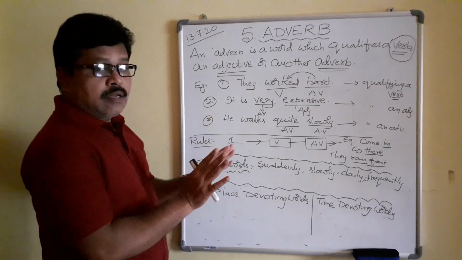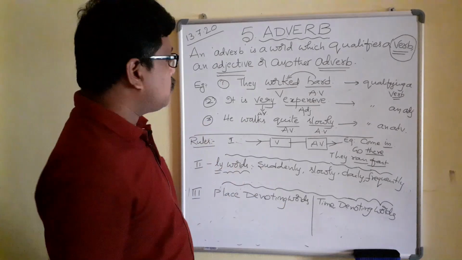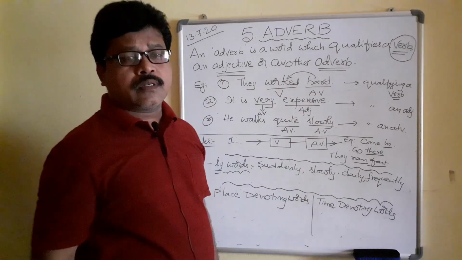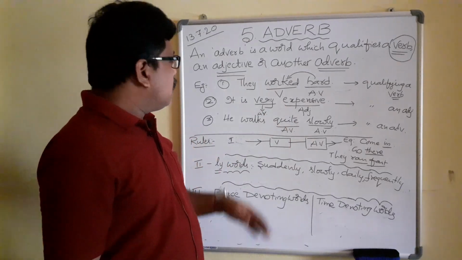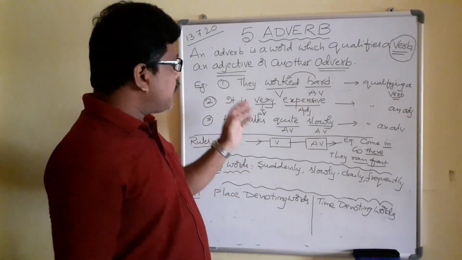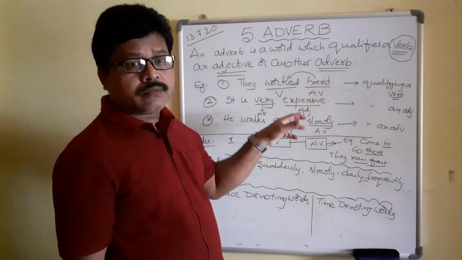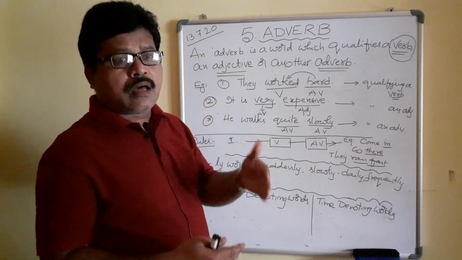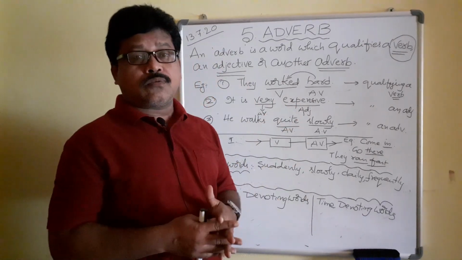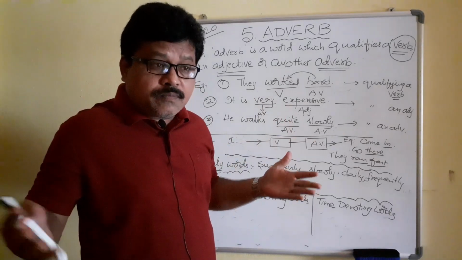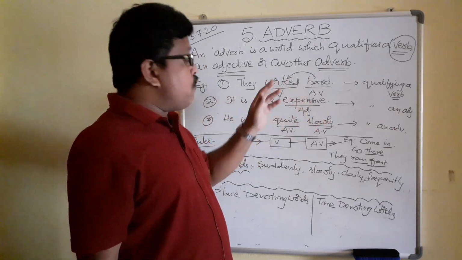Second example, how it qualifies an adjective. Take one example: his car is very expensive. His bike is very expensive, very costly. First of all, what is expensive? Expensive is an adjective, describing a noun. So how expensive is it? Very expensive. So you are intensifying it, increasing the degree.